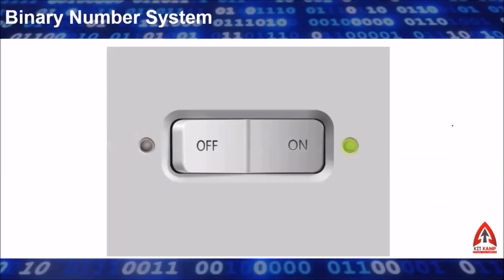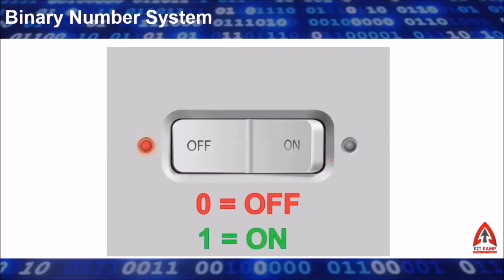Now, if you say this is a simple switch, it is getting on and off. So on is 1 and off is 0. We have to remember this, on and off. It has a value, and every electronic device works according to this.